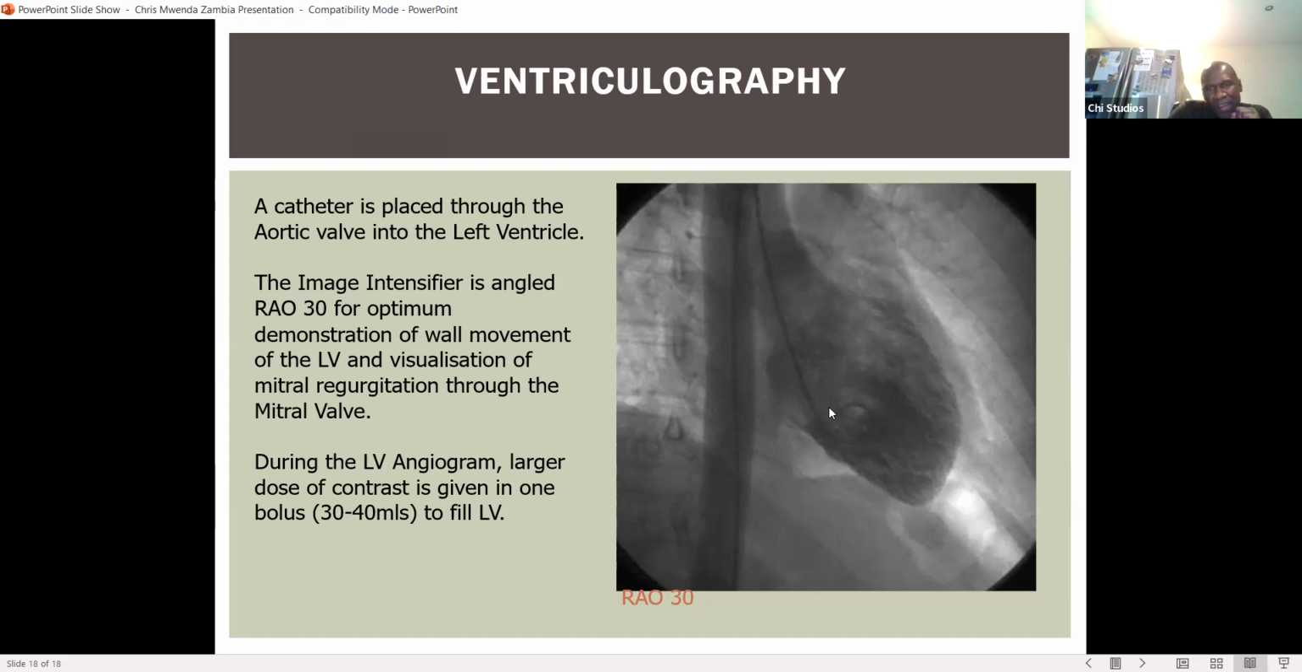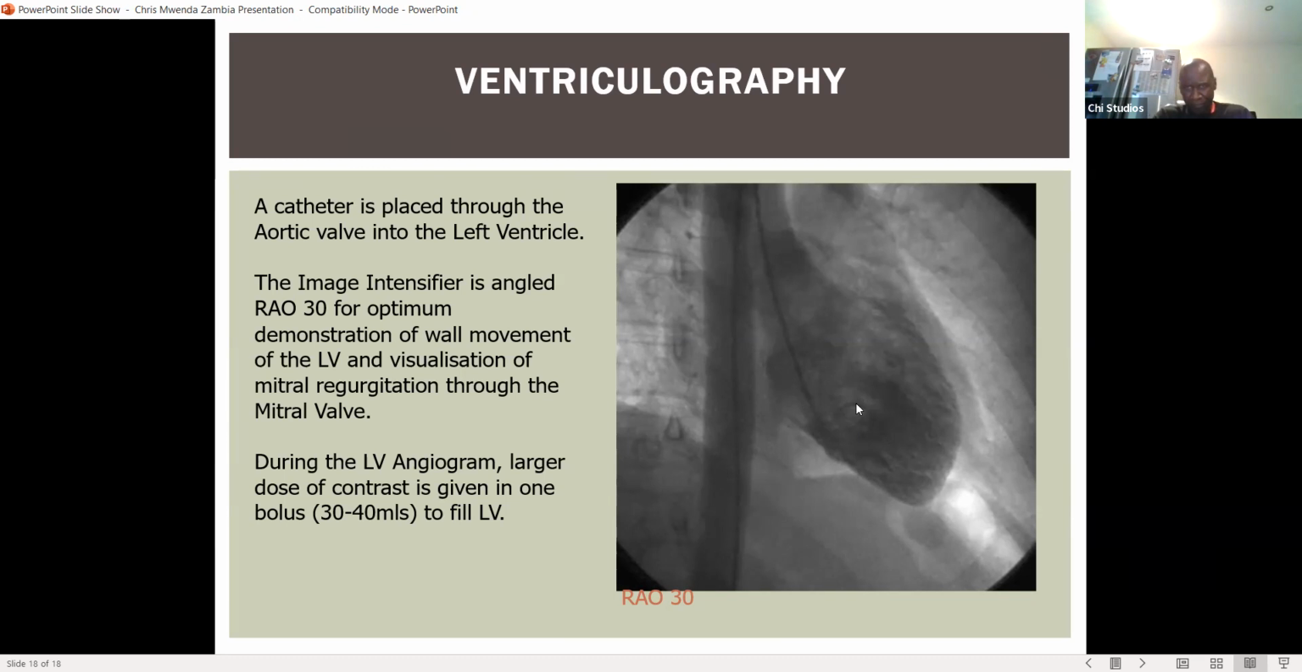So we call it a pigtail. It has a lot of holes in it, because we are injecting a lot of contrast, so it needs to come out quickly. That's why we use this catheter.